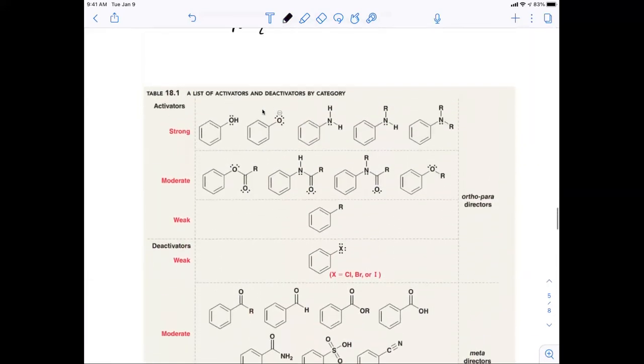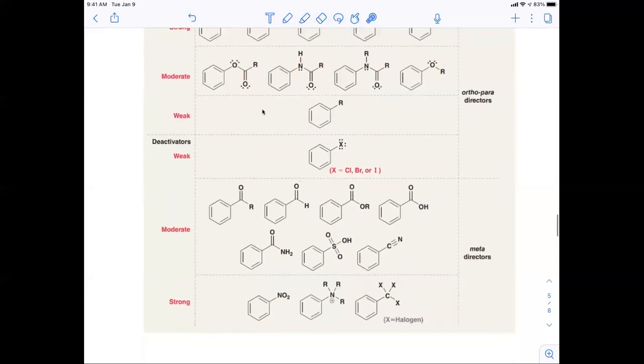All right, so that's our activators. So strong activators, one more time. We've got oxygens and nitrogens with lone pairs, with either hydrogens or, in the case of the nitrogen, methyls on there. When we go to moderate, here we have the esters, the amides, and the methoxy. And then weak, we go to R. All of those are ortho-para. So activators are all ortho-para. Remember, they are separate, but this one's nice. All activators are ortho-para. Okay, for the deactivators, let's start with the weak ones.